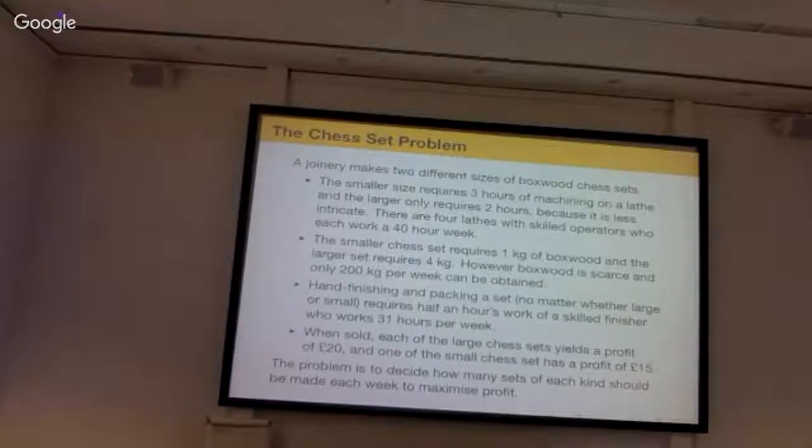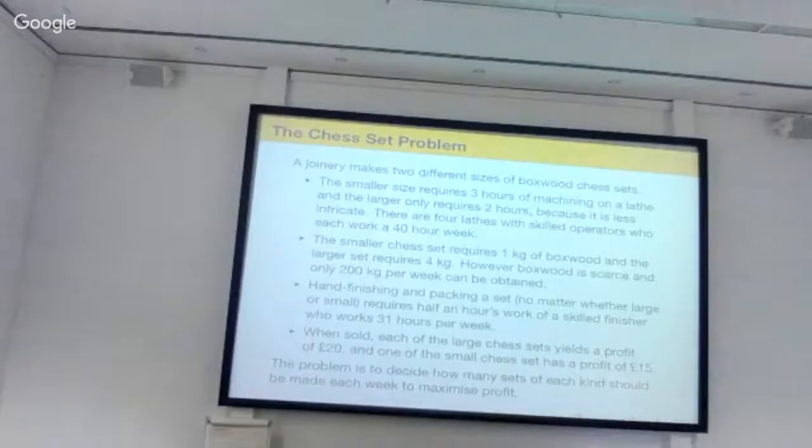The problem is about a fictitious chess set maker, and they have two different sorts of chess sets, small and large. It's not very inventive to call them small and large, but that's what they are. Making a chess set requires, in this example, 3 different resources.